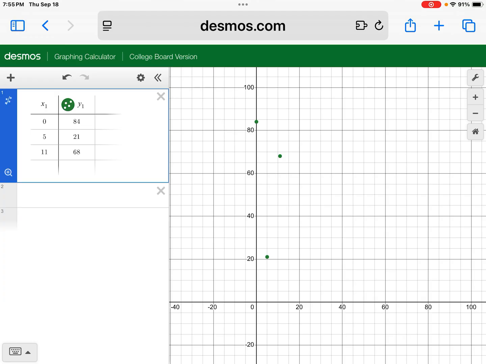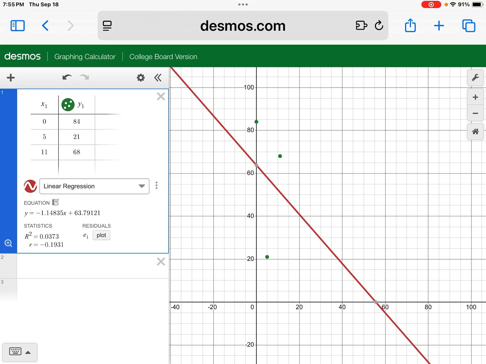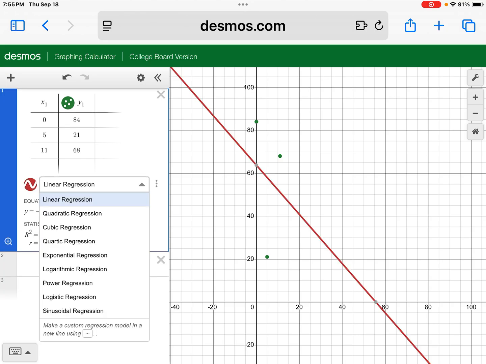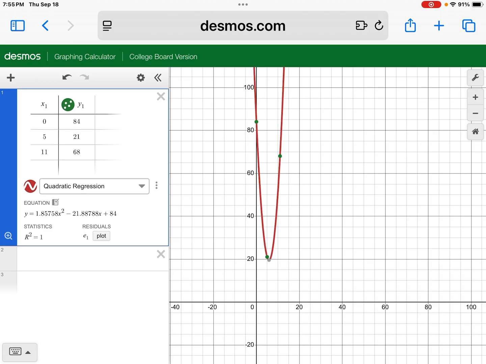So that little icon that looks like dots with the line through it, you click that, and it gives you this drop down. We were told to run a quadratic model, so I click quadratic regression. And when I do that, I can see my equation right here. All right, so my equation, I use those numbers here.